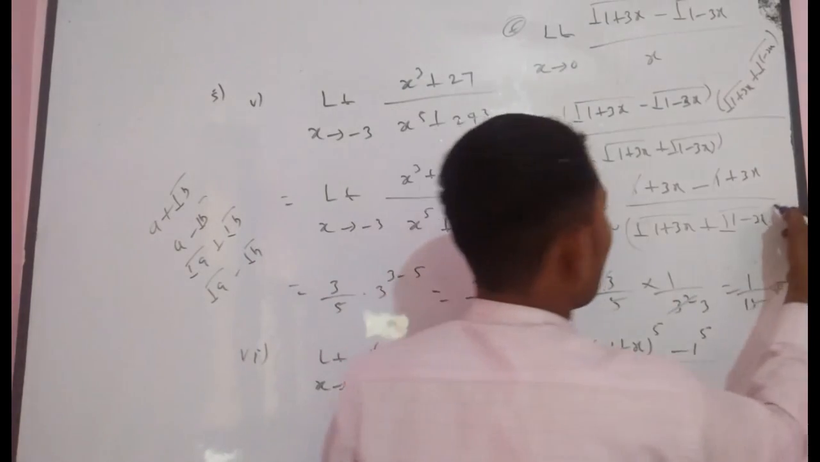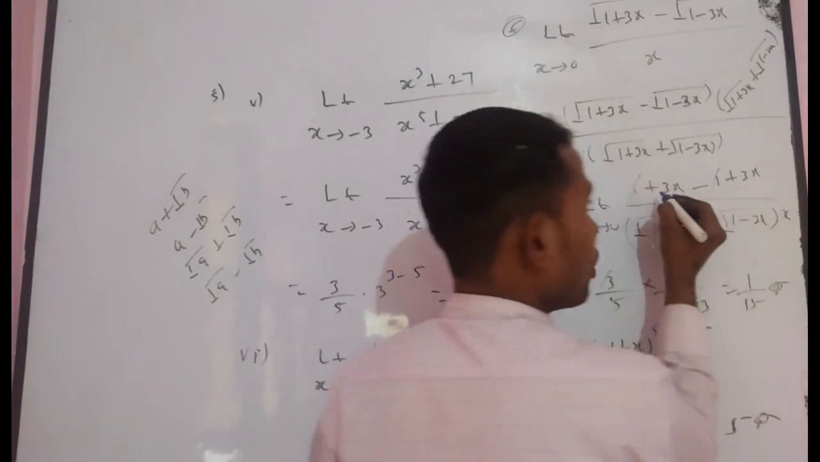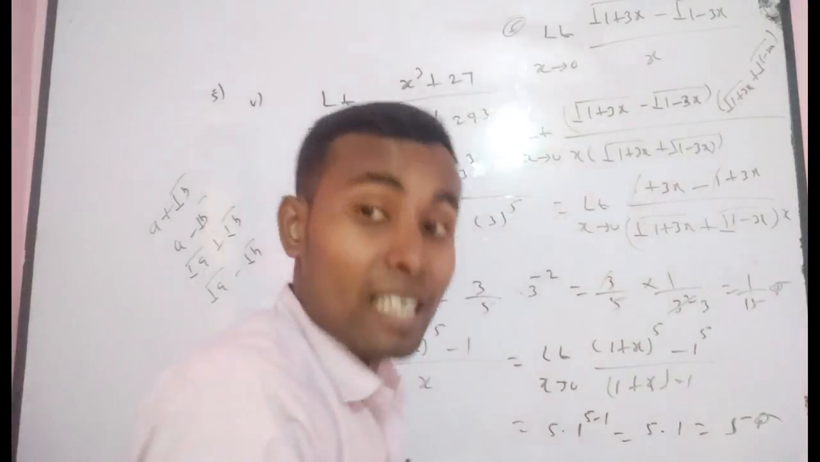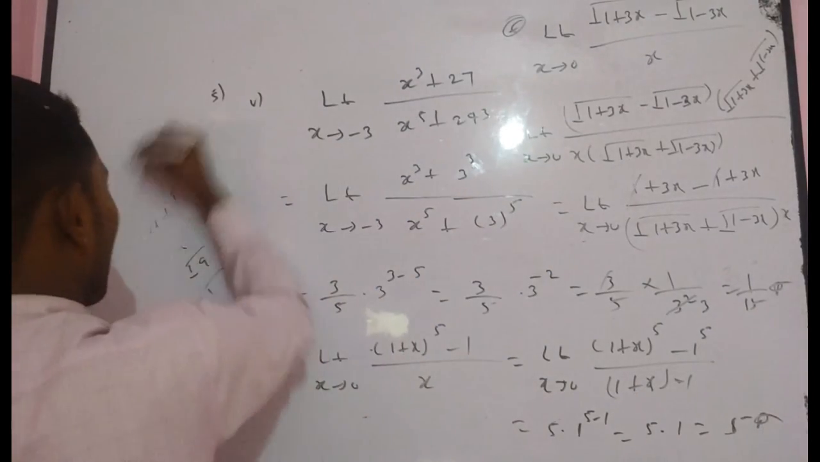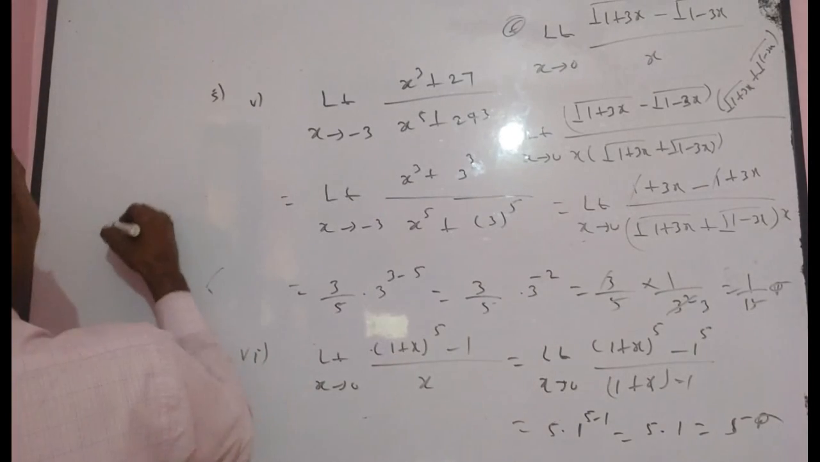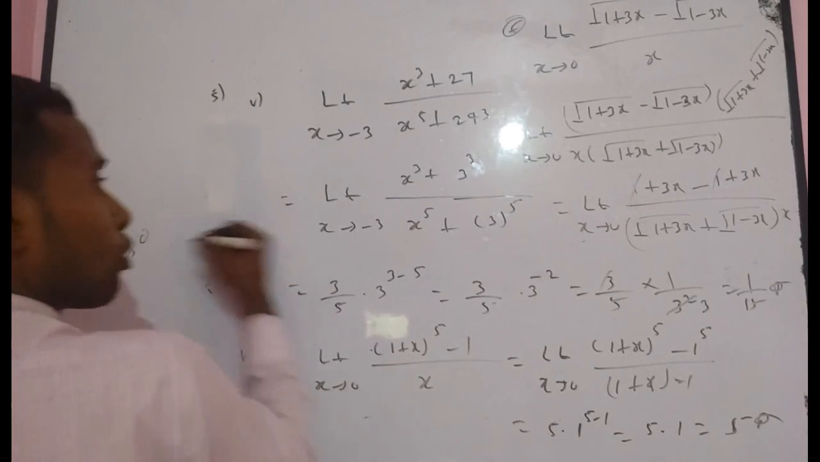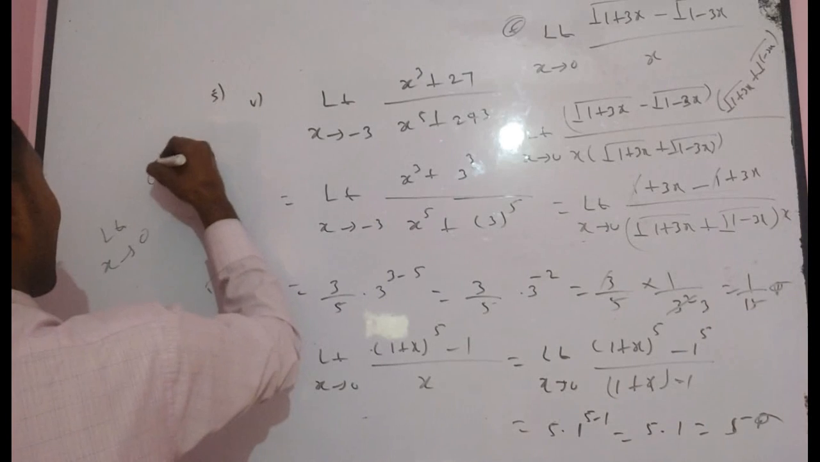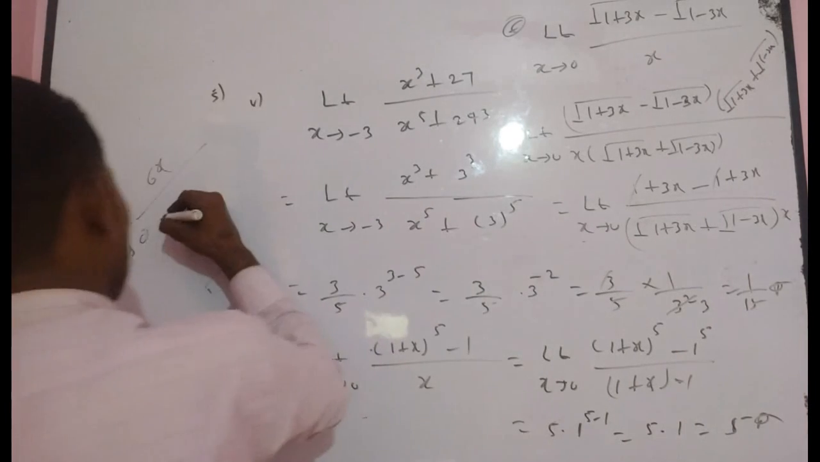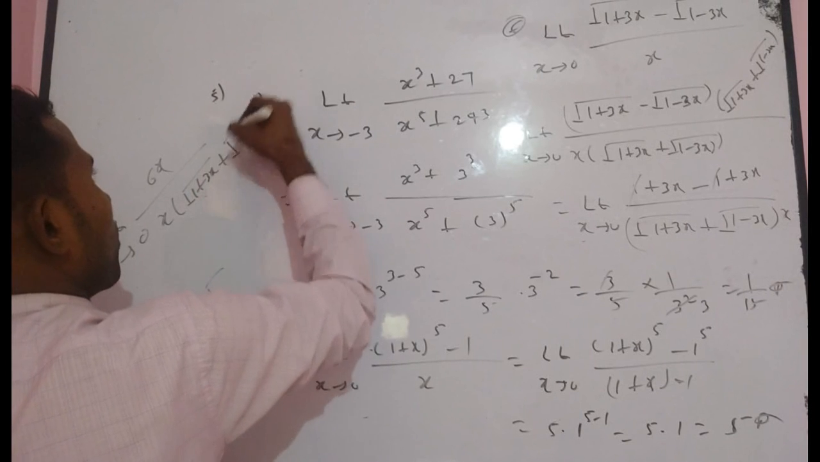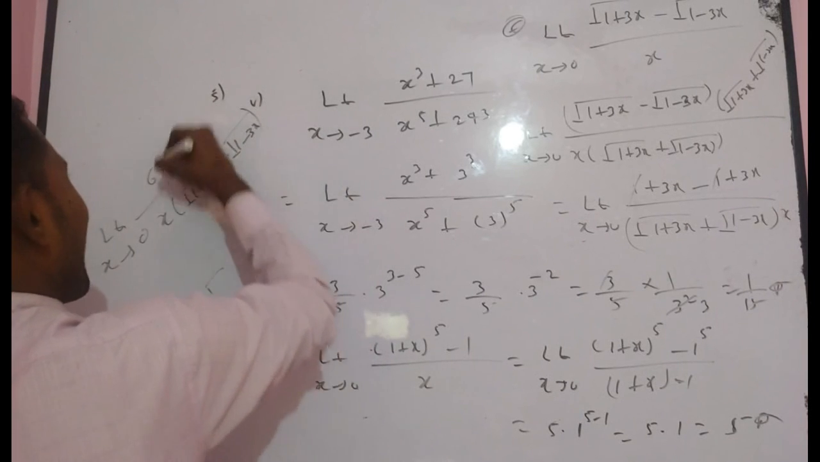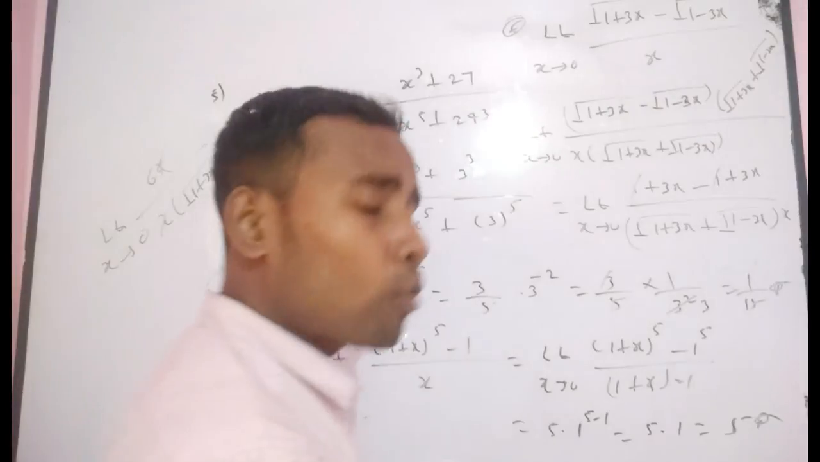Sorry, there is also another term, x. I forgot. You get 3x plus 3x, what? 6x. Now after it you have to write limit x tends to 0 of 6x divided by x into root under 1 plus 3x plus root under 1 minus 3x. Can you write it here? x and x cancel.